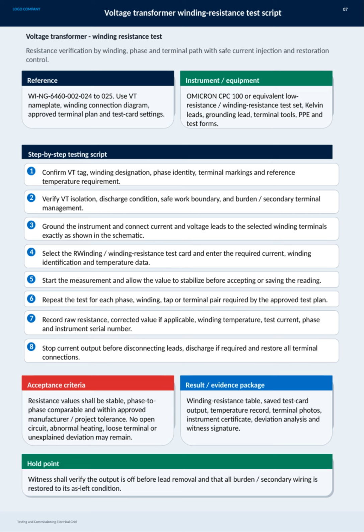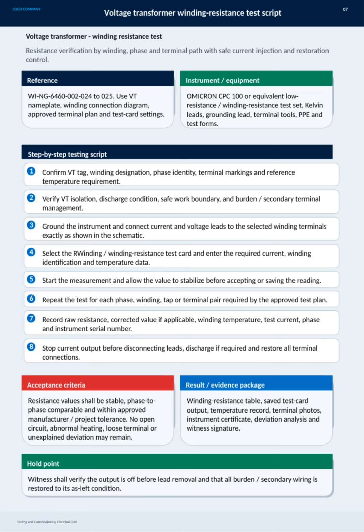We select the winding resistance test card, enter the current, winding ID, and temperature, and start the measurement, allowing the value to stabilize before recording. This process is repeated for each phase, winding, tap, or terminal pair as required. We record the raw resistance, corrected values if needed, temperature, test current, phase, and instrument serial number. Before disconnecting, we stop the current output, discharge if necessary, and restore all terminal connections.